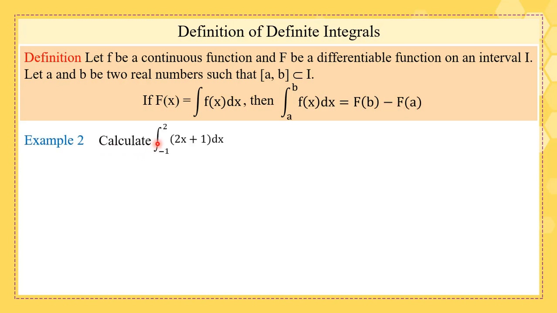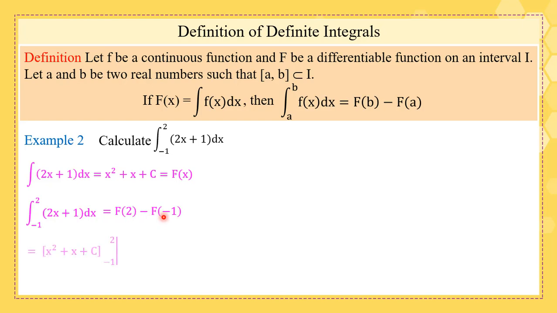Example: calculate integral from minus 1 to 2 of 2x plus 1 dx. Now we want to find the integral of 2x plus 1 dx, which is equal x squared plus x plus c, equal capital F of x. Then the definite integral from minus 1 to 2 of 2x plus 1 dx is equal F of 2 minus F of minus 1.